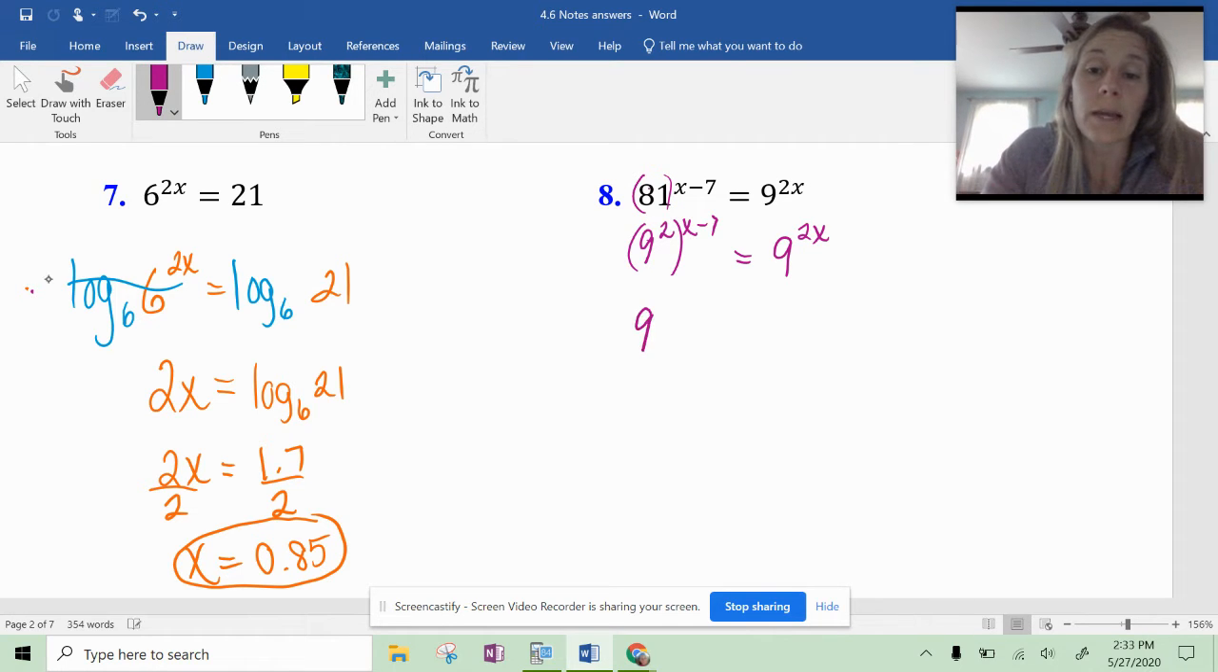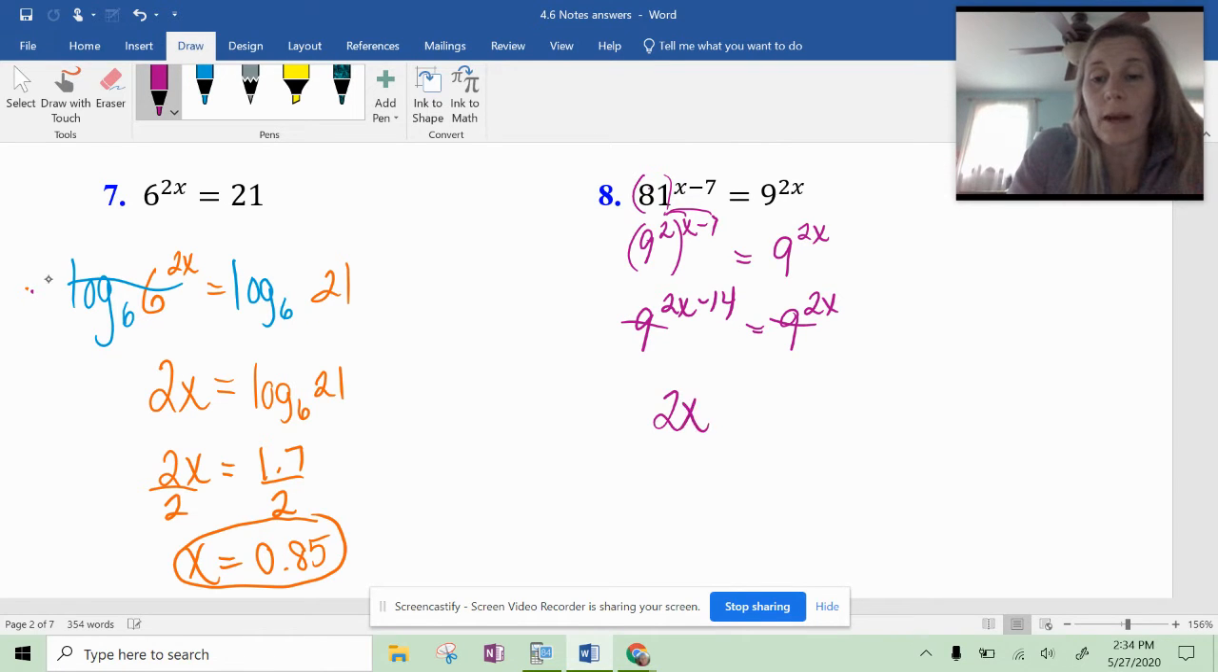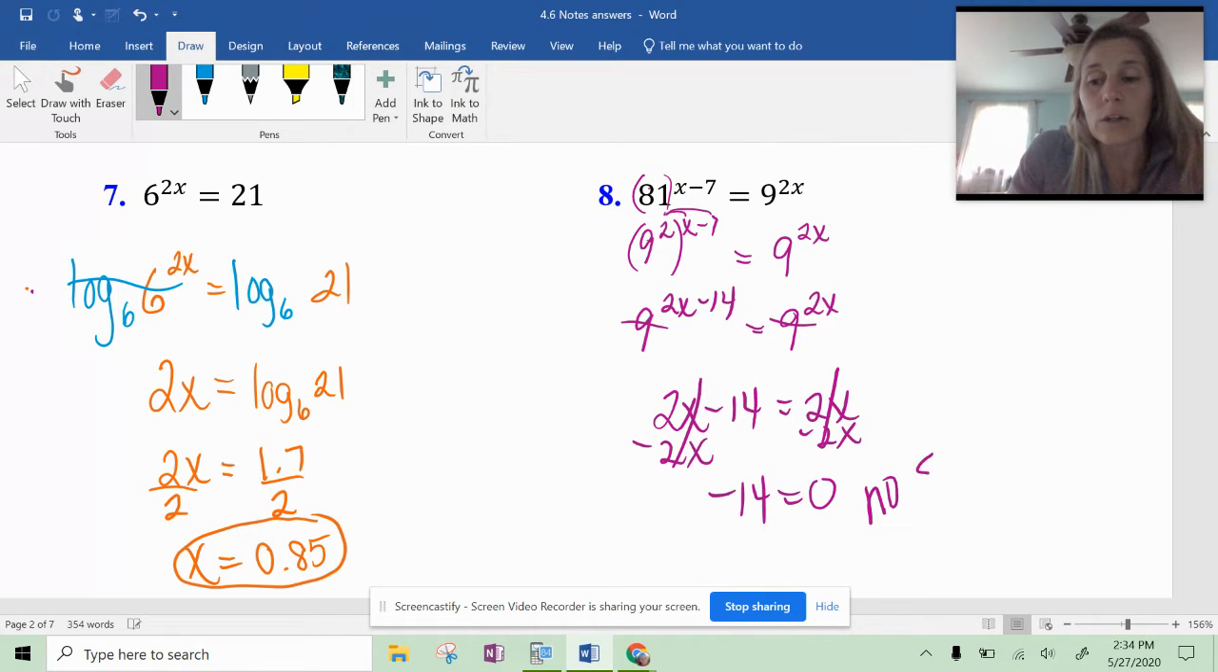So this becomes 9 to the 2x minus 14 when I distribute that little 2. And on this side, I have 9 to the 2x. Now, of course, those are going to cancel, so I have 2x minus 14 equals 2x. Now, when I subtract my 2x from both sides, I end up with negative 14 equals 0, which means there is no solution.